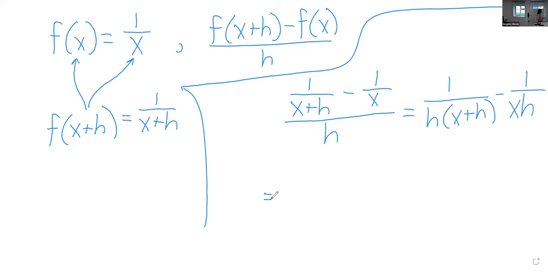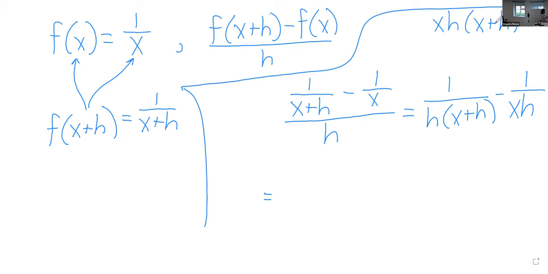Now that we just have this subtraction, let's try to get a common denominator. So we have an x here. We need an x here. Our common denominator is going to be x times h times x plus h. We have an x plus h here, so we need an x plus h here. We have an x here, so we need an x there.